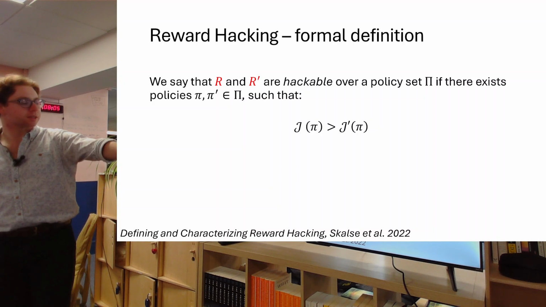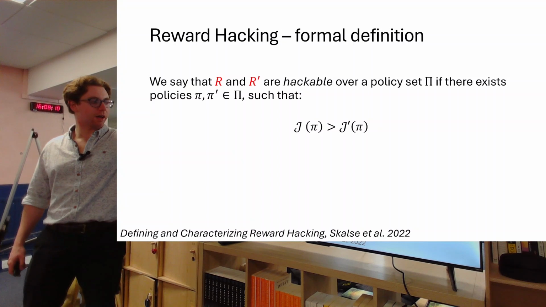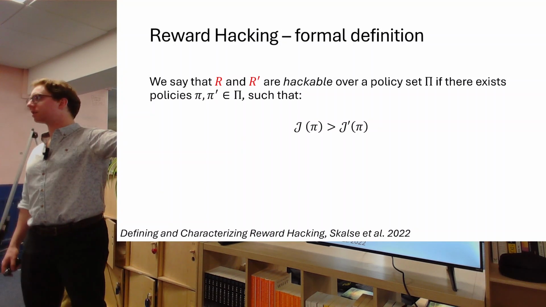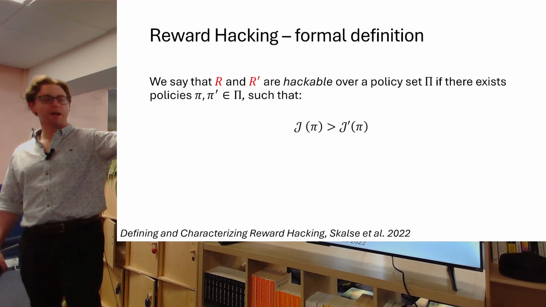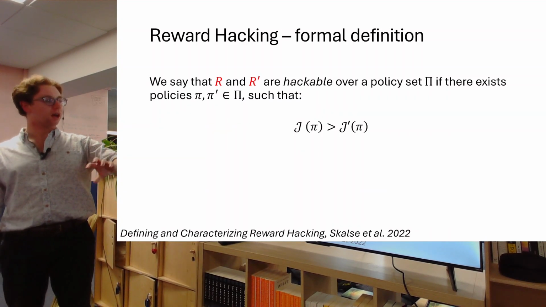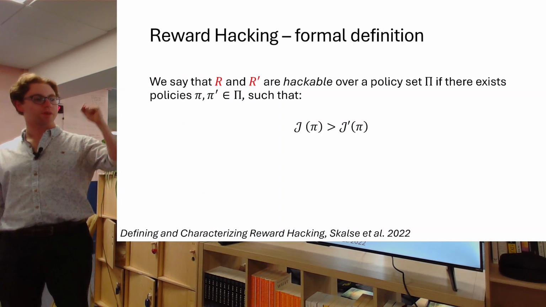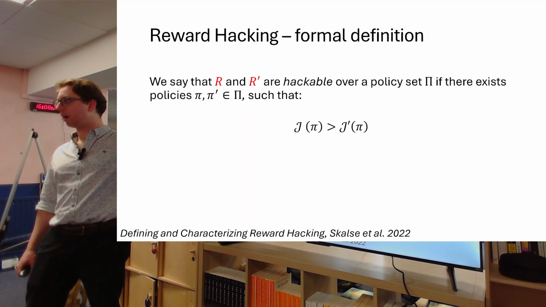Sorry, I think this is slightly wrong. It should be that my policy objective assigns a higher value to pi than it does to pi prime. So sorry, that prime should be inside the brackets over the pi there. So my policy objective assigns a higher rating to my policy pi than the policy pi prime.